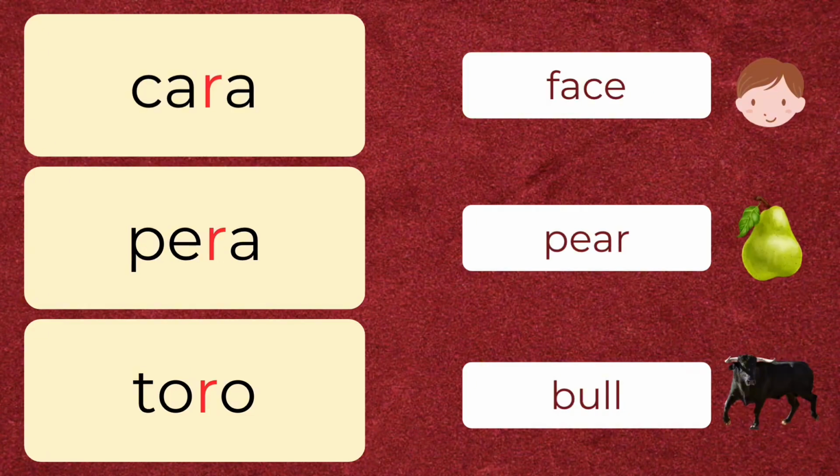If the letter R is not at the beginning of the word, then the sound is going to change from the rolled R to a single tap. For example, cara, pera, toro, because it's in the middle of the word. You don't say carra, you say cara, pera, toro.